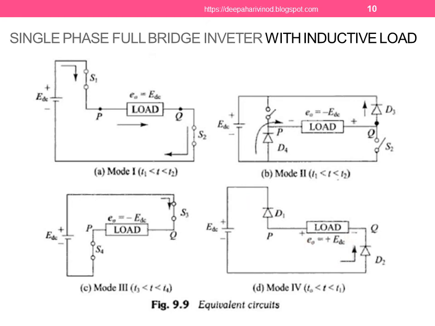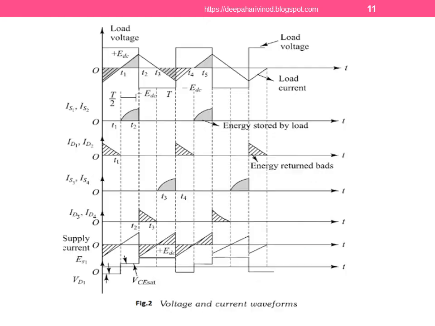Now let us discuss that with the help of the waveform. Here we can see the voltage and current waveforms. It is divided into four modes: first from T1 to T2 it is mode 1, T2 to T3 is mode 2, T3 to T4 is mode 3, and then mode 4. For mode 4 we can consider either this one or T4 to T5, any one.